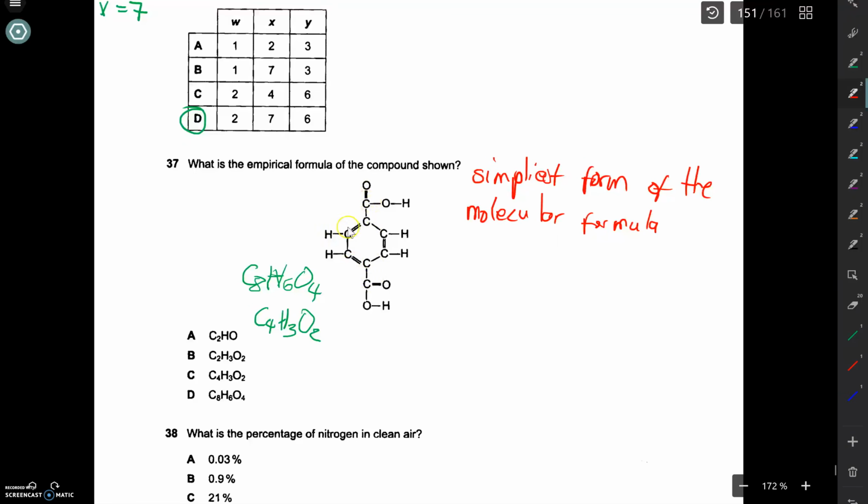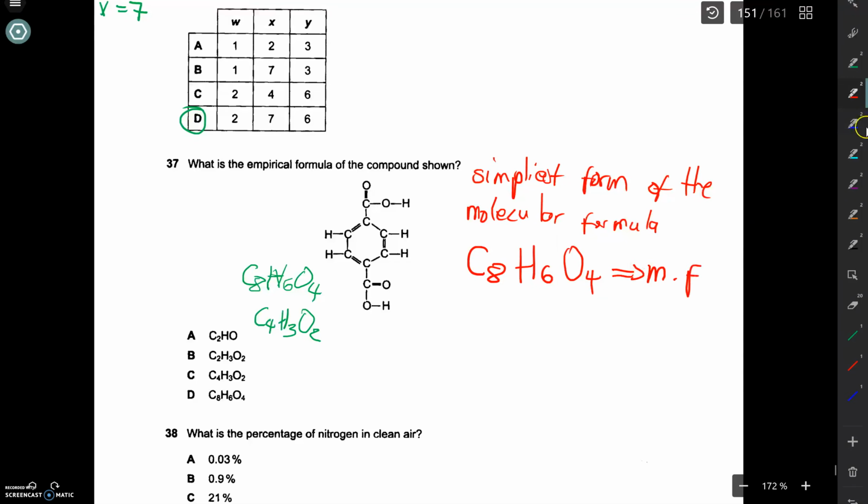We have 1, 2, 3, 4, 5, 6, 7, 8. So we have 8 carbon atoms. And for hydrogen, we have 1, 2, 3, 4, 5, 6. We have 6 hydrogen atoms. And oxygen, we have 1, 2, 3, 4. We have 4 oxygen atoms, right? So this is the molecular formula, right?